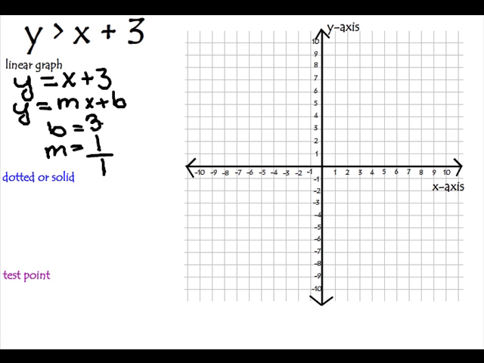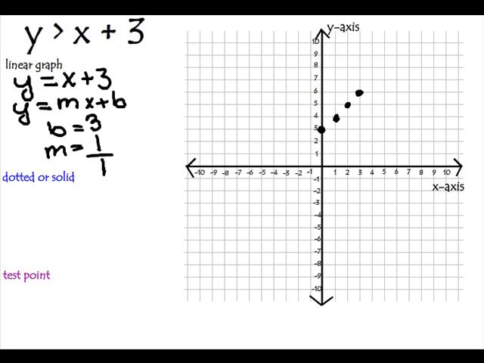So let's do that. First, my y-intercept, that means where it crosses the y-axis, is 3. So I'm going to put a dot over here at 3. And now my slope is rise over run. It will be 1 over 1. So I'm going to rise 1, run 1, rise 1, run 1, and I can keep going.